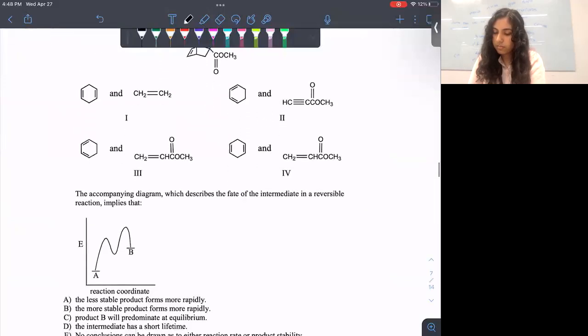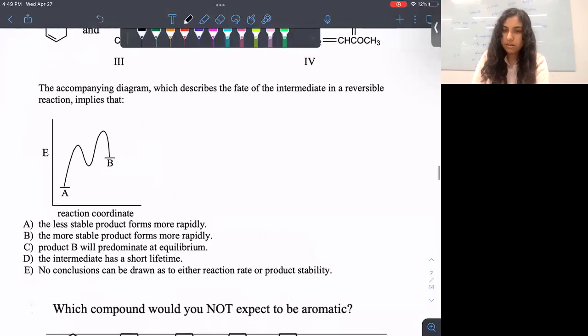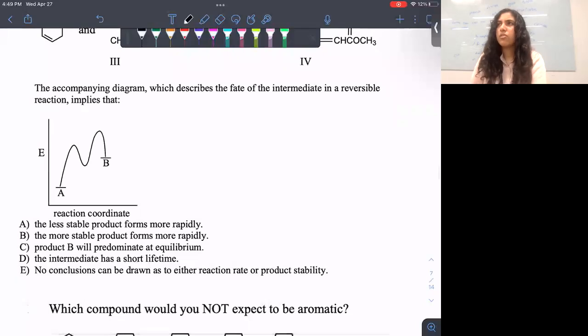Okay. I think this one is good for chapter 13. Would PCC or Swern work? PCC or Swern are weak oxidants, so no. DIBAL is a weak reducing agent. PCC and Swern turn alcohols into aldehydes or ketones. It's all in that chart up there for chapter 12.